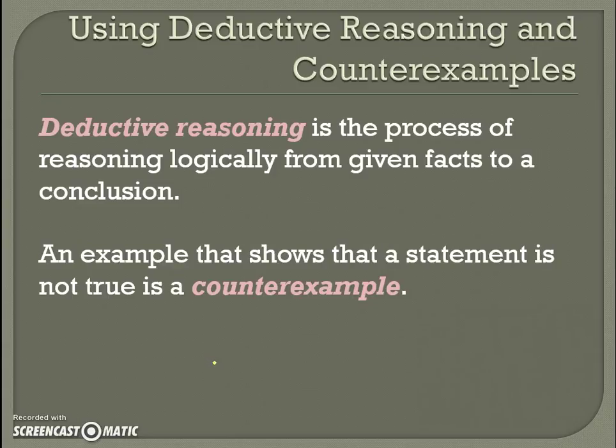Deductive reasoning is the process of using logic from facts to come to some type of conclusion. So based upon what you know, you have actual facts in front of you, is deductive reasoning, and you create a conclusion from that. We'll talk later about inductive reasoning, and that's where you're kind of making inferences. You're using clues to things, but you don't have the facts directly in front of you. But for now, we're just looking at deductive reasoning. An example that shows that something is not true is called a counterexample.